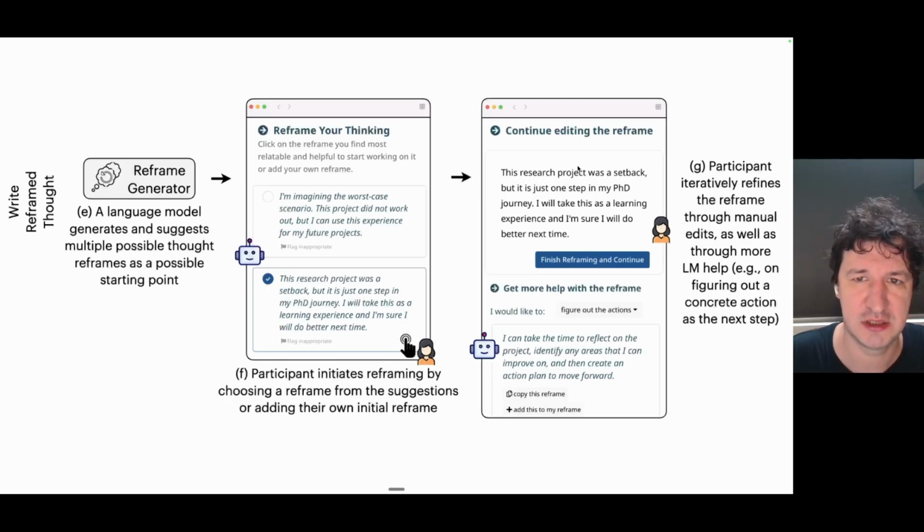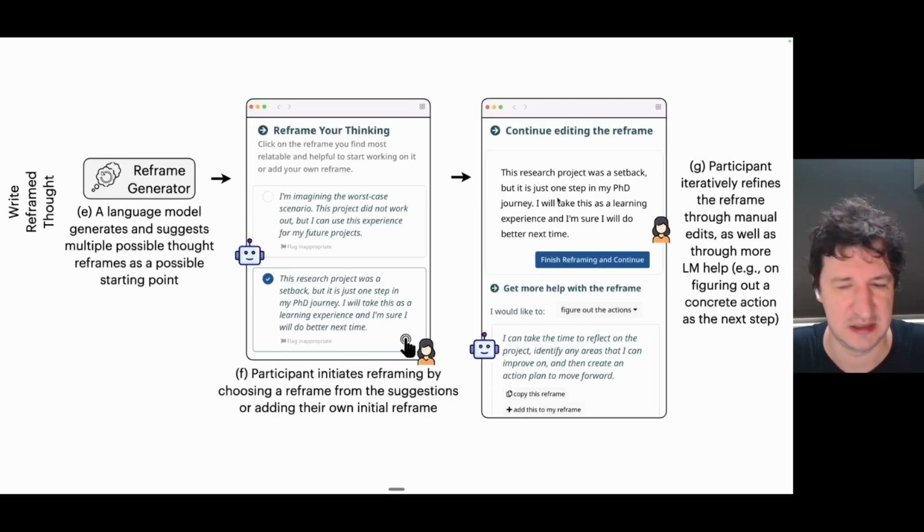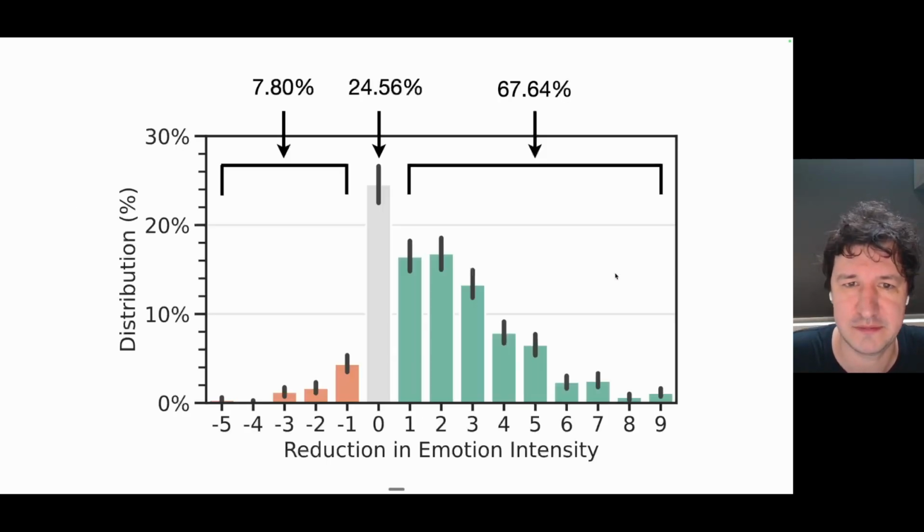They also allowed users to edit these reframes, because if it was entirely generated by GenAI, it's not really relatable to you. So there is this idea that you can just edit it to make it more relatable and more helpful. So what was the result of this study?